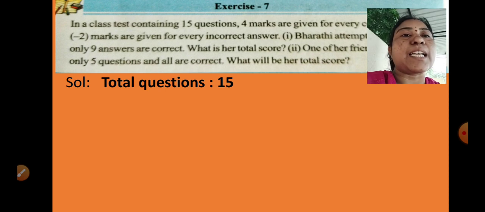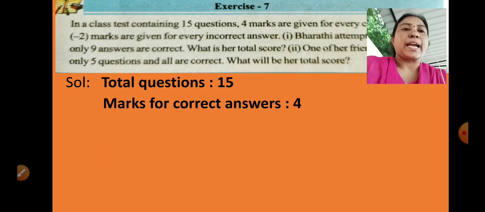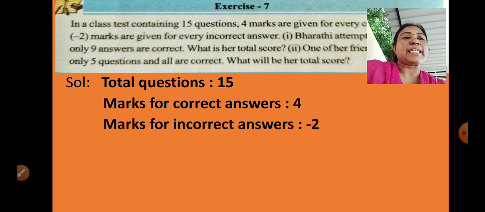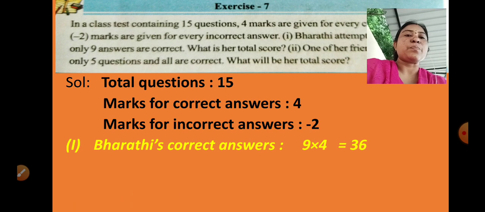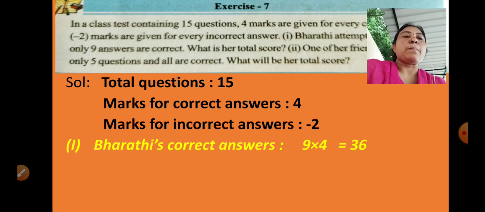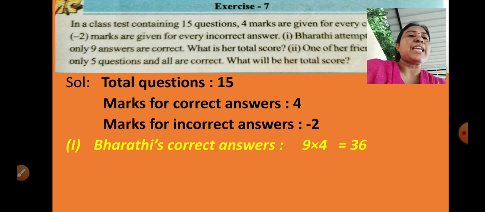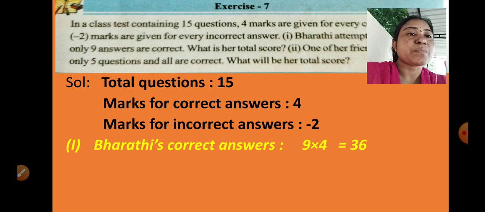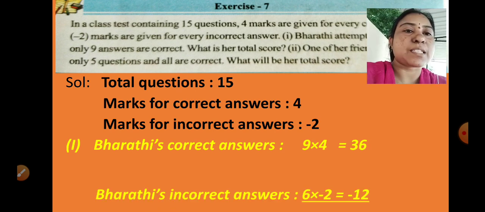So first taking the given data: total questions are 15, marks for correct answers is equal to 4, marks for incorrect answers is equal to minus 2. Now coming to Bharati's question. Bharati's correct answers, how many questions are correct? 9 questions are correct. Means for every correct answer the teacher gave 4 marks. So 9 4s are 36 marks.